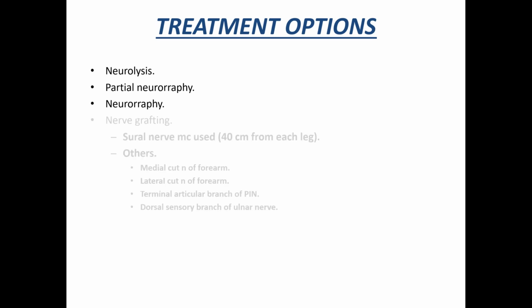Then you can do a neurography. Neurography means repair of the nerve. It can be partial neurography or a complete neurography. In partial neurography, the nerve is partially cut and you do the partial repair. While in complete neurography, there is complete disruption of the nerve and you freshen the ends and join the whole circumference of the nerve end to end.